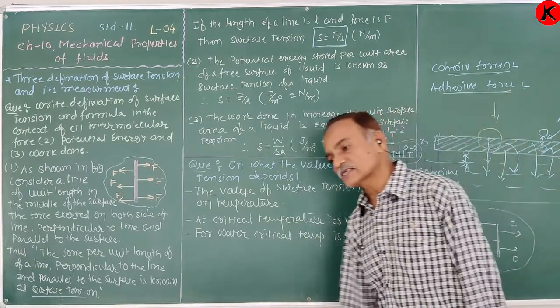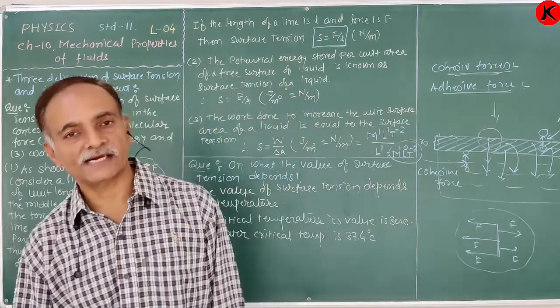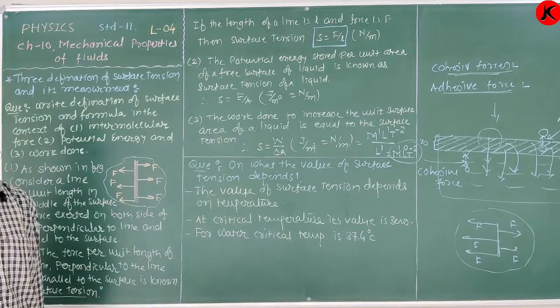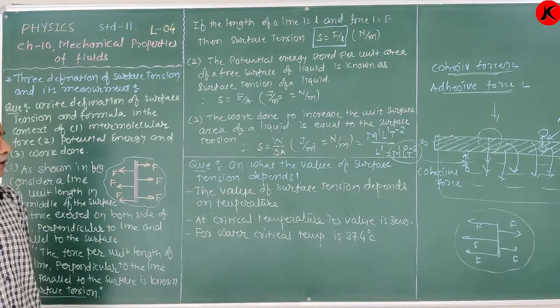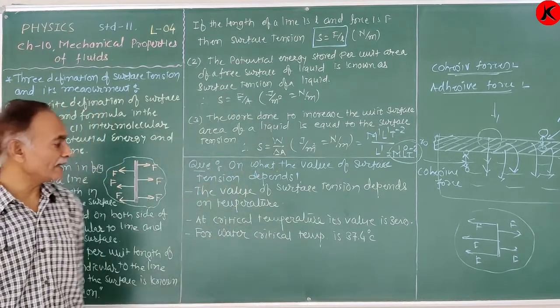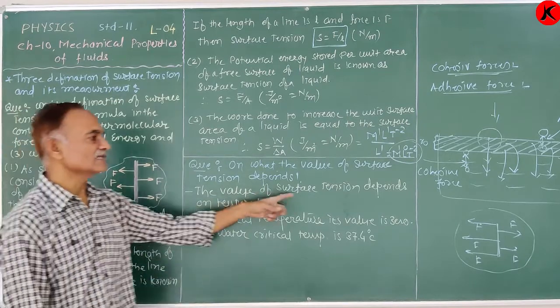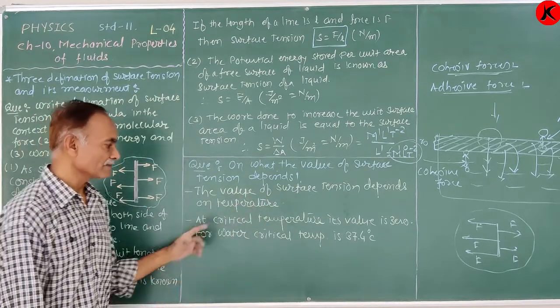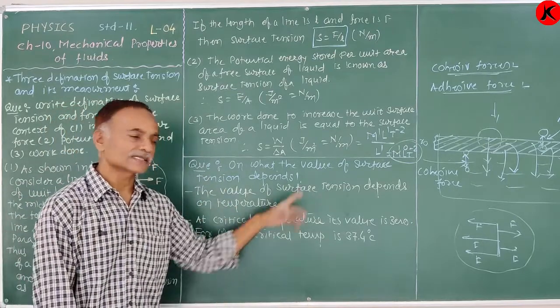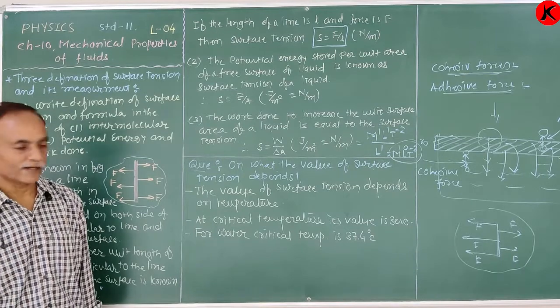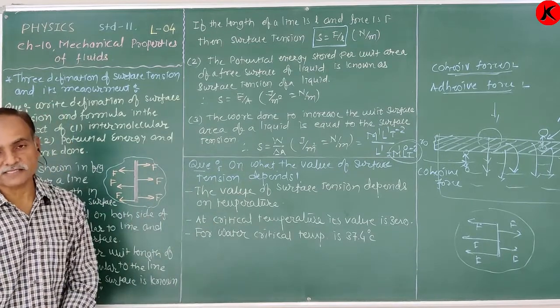Now, sometimes a question is also asked on which factor the value of surface tension depends. The value of surface tension depends on temperature. At critical temperature, the surface tension becomes zero.